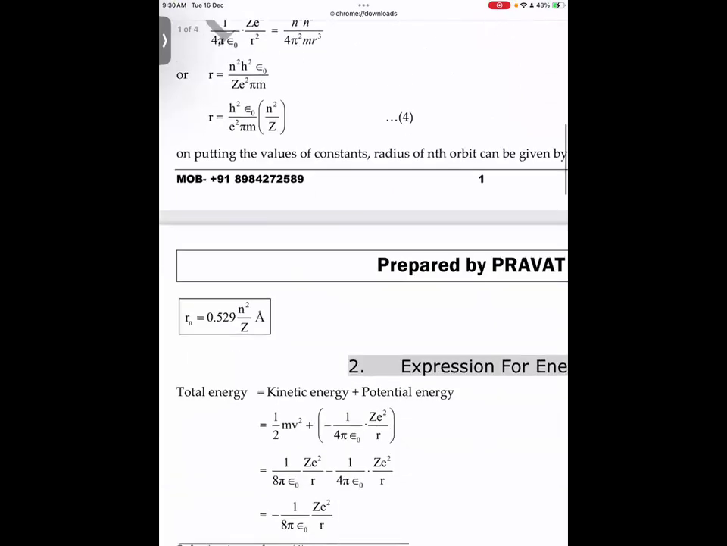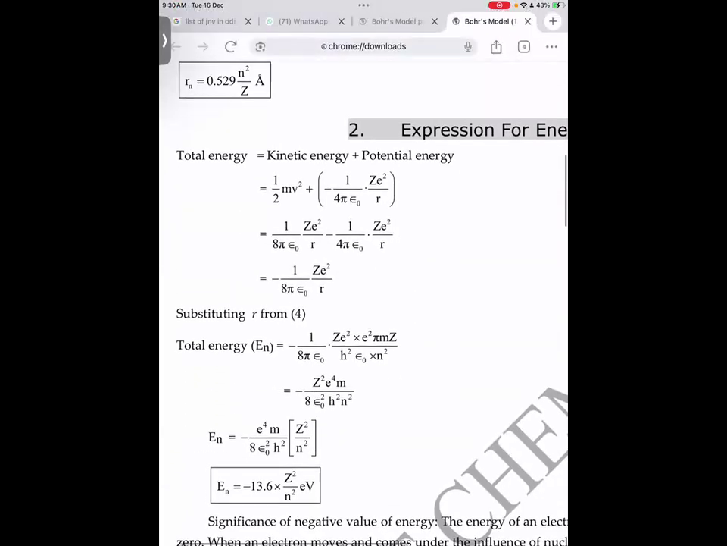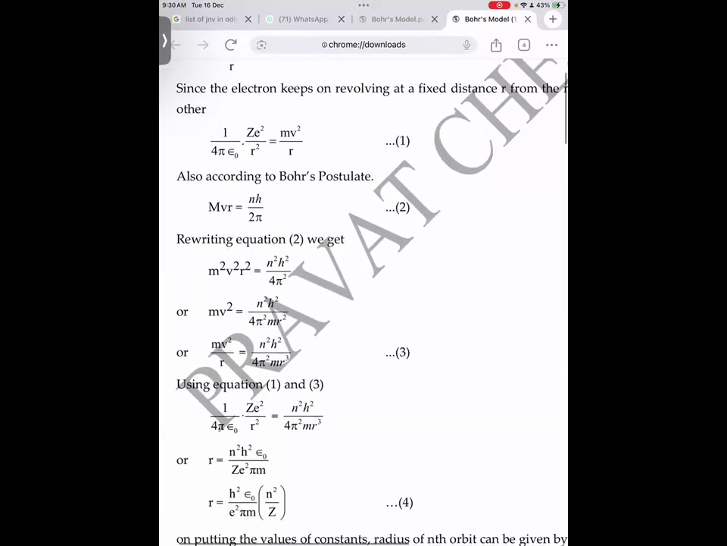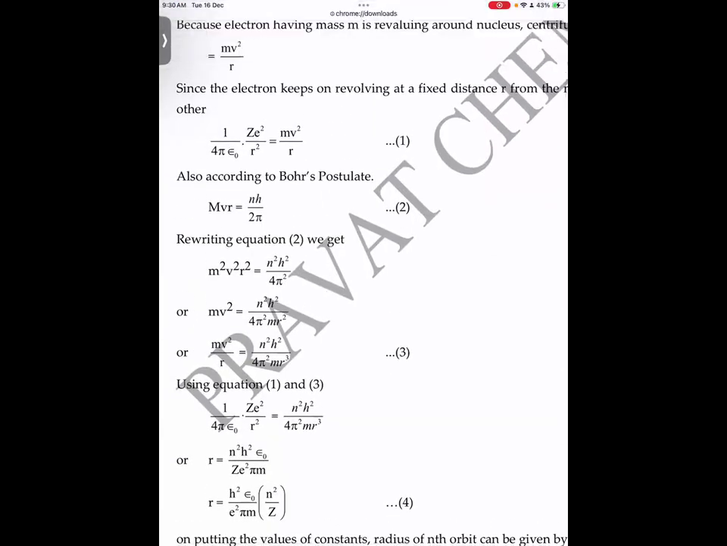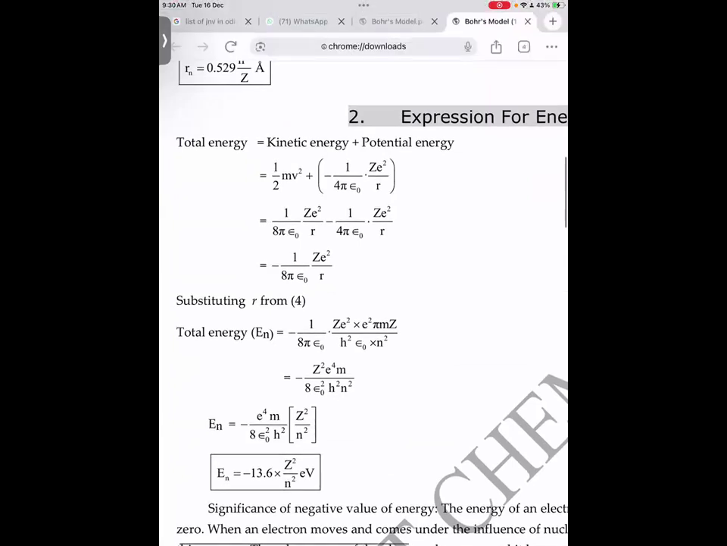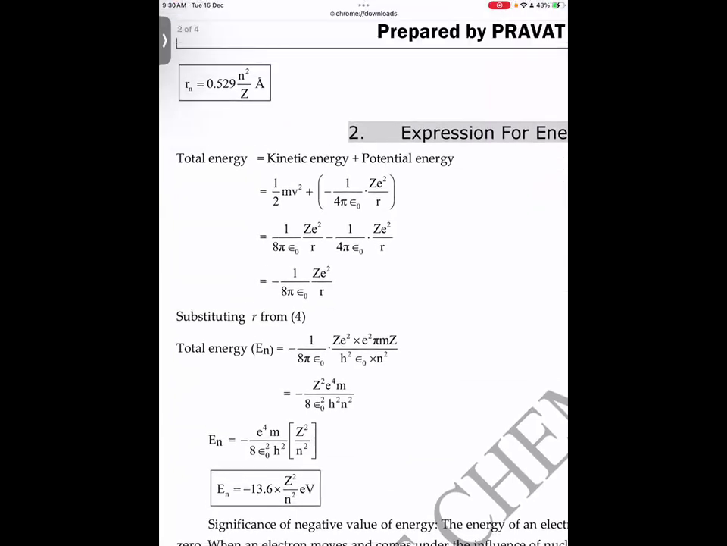Okay, so finally, by putting these values, h square, epsilon, e charge of electron, then pi and m mass of electron, we'll get the expression Rn equal to 0.529 n square upon z angstrom. This is the formula of radius.